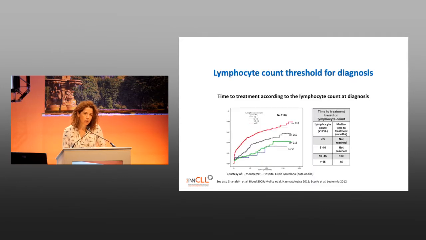Another important issue is why we have a diagnostic threshold which has been established as 5,000 lymphocytes. As you can see in this slide, the higher the number of lymphocytes, the higher the risk of progression and the need of therapy. So we can say that this threshold is somehow arbitrary. However, I must say that it is necessary in order to have a universal criteria for the diagnosis of CLL.